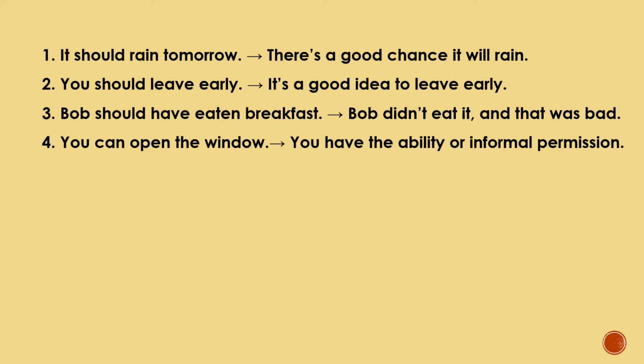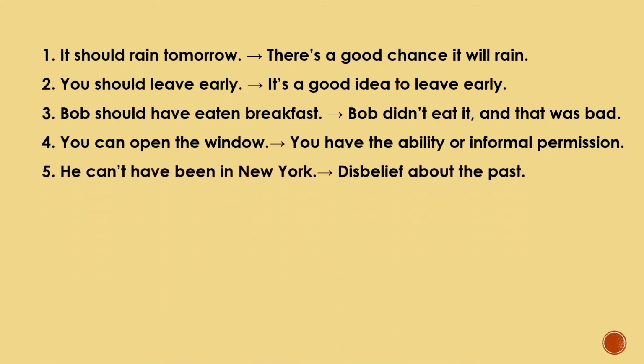That's either saying you have the ability, it's unlocked, the window does open, unlike the window in the building I often teach at. But my window at home opens. So that's ability, or I'm giving you informal permission. If you say, Miss Holly, it's hot in here, I say, oh, you can open the window. You have permission, informally.